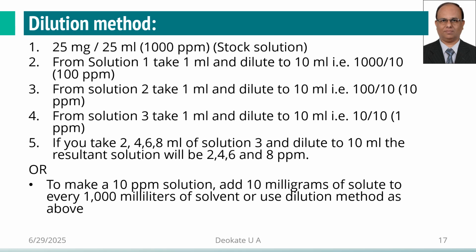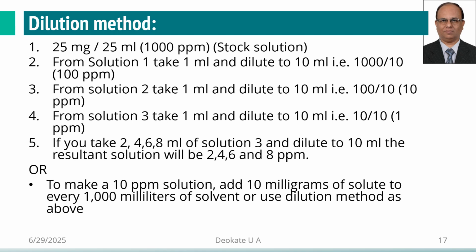Similarly, from stock solution 2, take 1 ml and dilute to 10 ml, that is 100 divided by 10, that is a 10 ppm solution. Now we have the third stock solution, that is 10 ppm. From that, if you take 1 ml and dilute to 10 ml, 10 divided by 10, that is a 1 ppm solution. Similarly, if you take 2, 4, 6 and 8 ml of stock solution 3 and dilute to 10 ml, the resultant solutions will be 2, 4, 6 and 8 ppm.